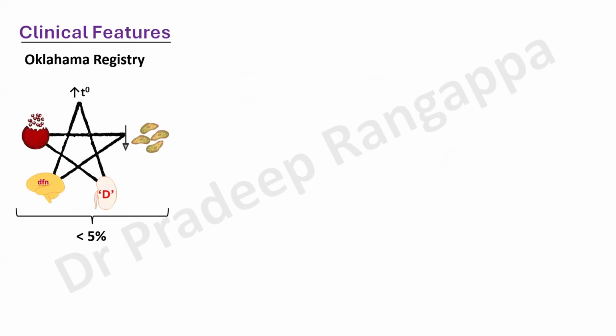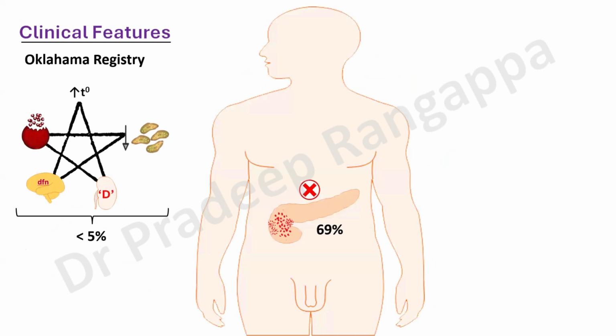Although it is cited as a typical pentad, not necessarily will you have all these pentad features in TTP, and many a time the clinical features can be very vague. In fact, the Oklahoma registry has shown abdominal symptoms are the commonest. 69% of them can have just abdominal pain, and they can have some sort of pancreatitis. So for all intensivists, if you have pancreatitis, at least send a peripheral smear, because this is also cited as one of the commonest presentations.